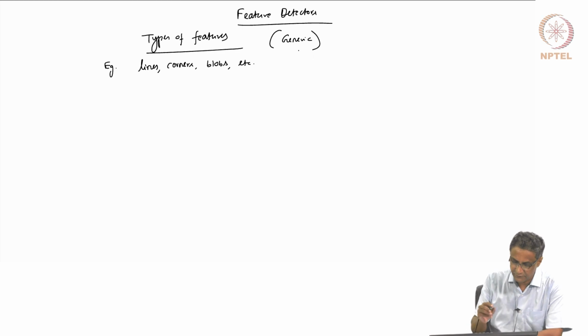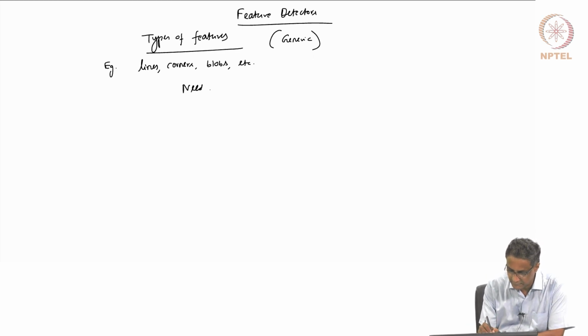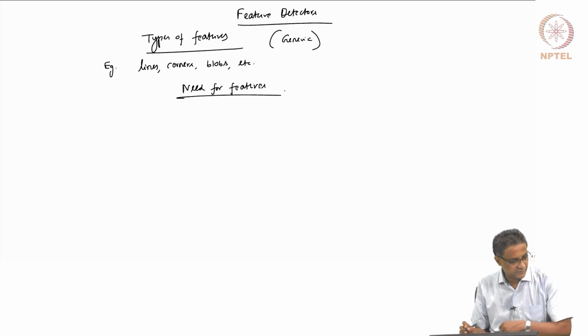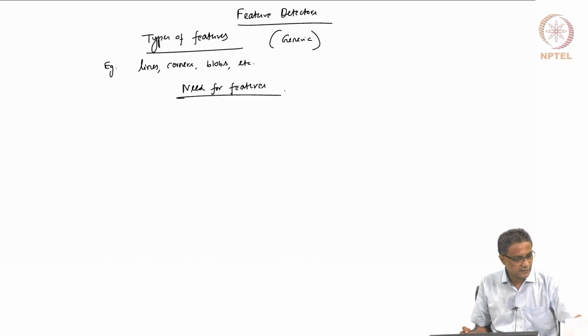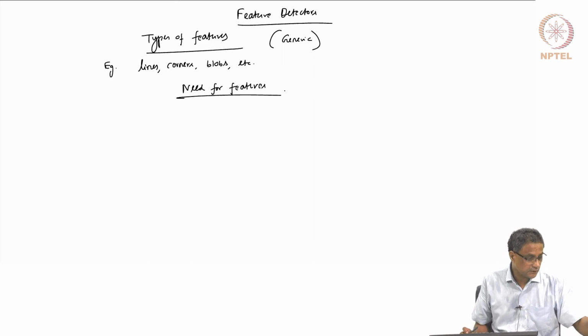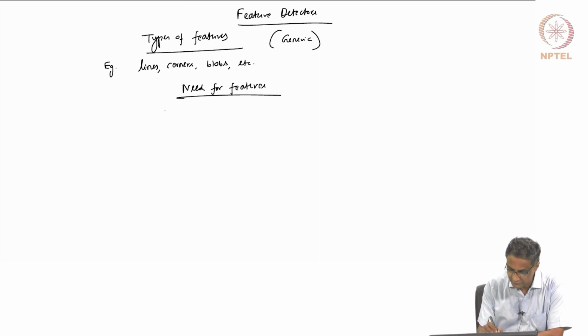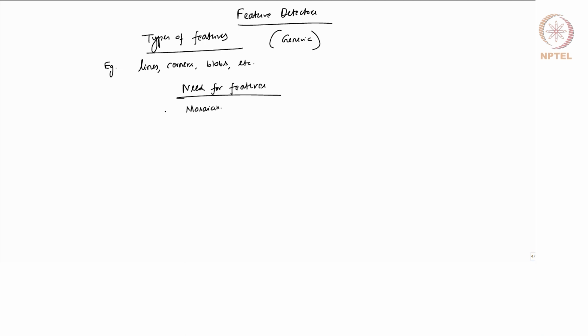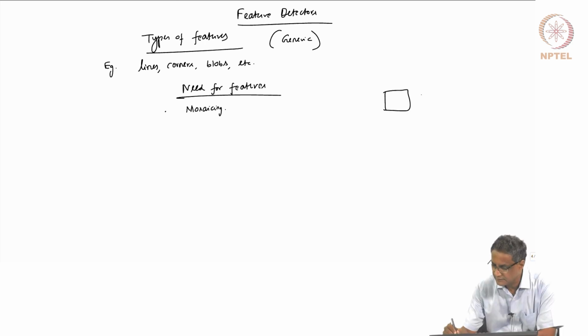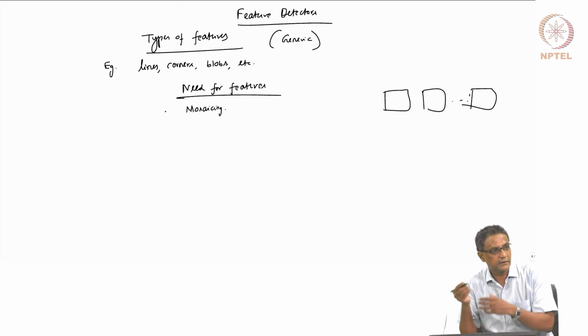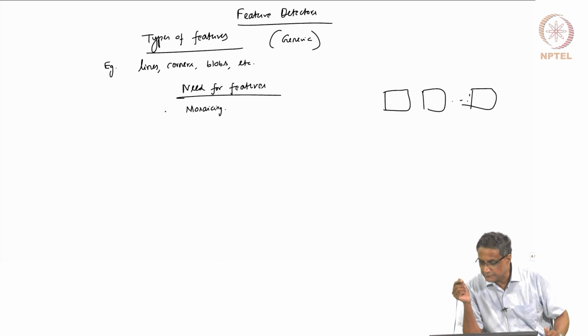Okay, so what is the need for these? Why do we need them? The need for features: I can list a bunch of things where it is useful. You could use it for, let's say, mosaicing, which is one of the most common uses. This basically means that you have multiple images of a scene, and you want to stitch them all together to create a panorama.